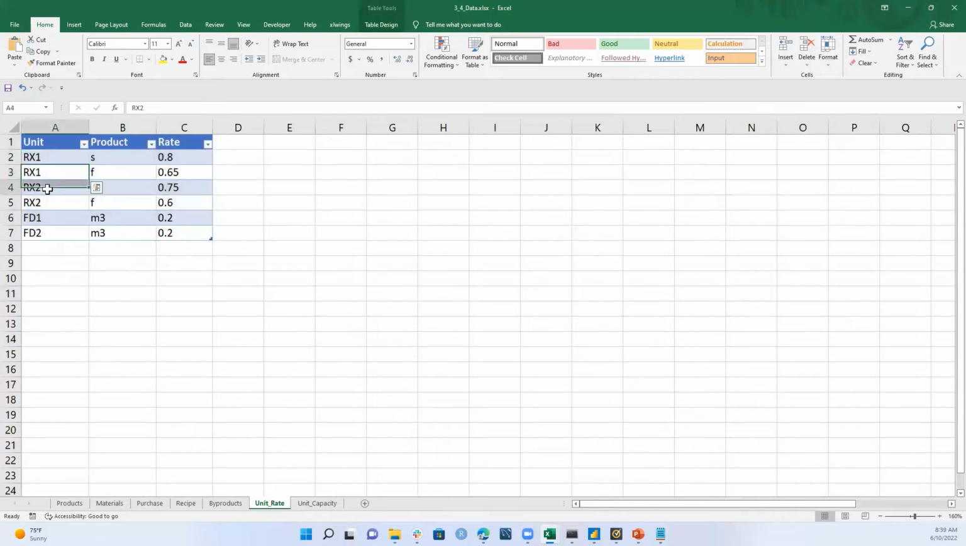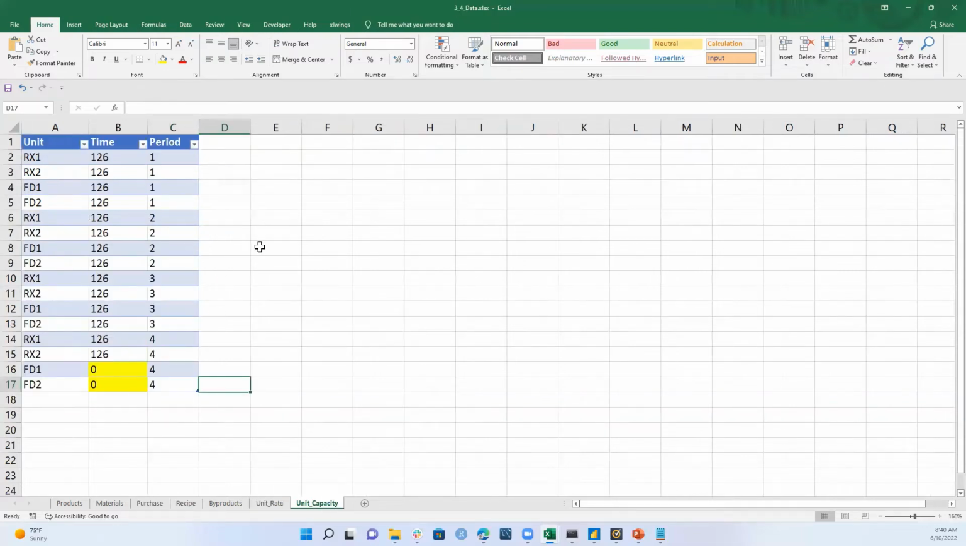So we have our units, and we have the products that can be made on each of those units, and the rate, tons per hour, that you can make or produce these specific products on those different machines, processes, and equipment. And that does not change with time.